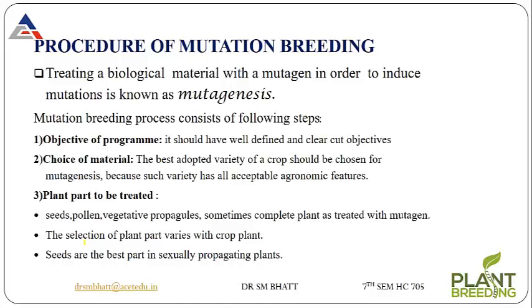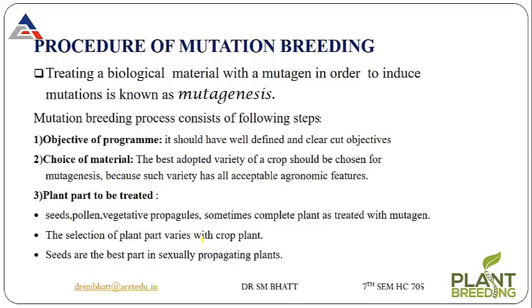Treating a biological material with a mutagen in order to induce mutation is called mutagenesis. What is mutagenesis? Treating a biological material with a mutagen. This is a process. Mutagenesis is a process. You are inducing mutation, so you are creating a process. What are you doing? You are treating biological material with mutagens. Then mutation is created, and certain genes are deleted or added.